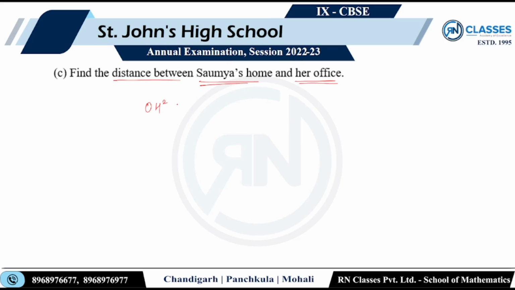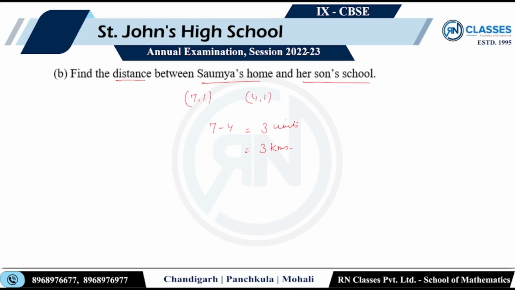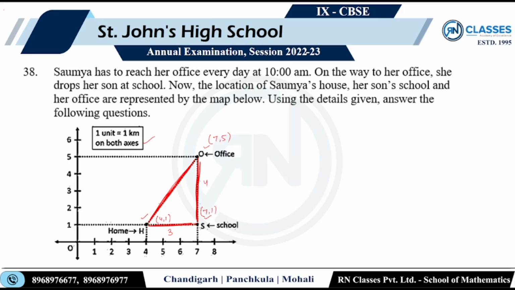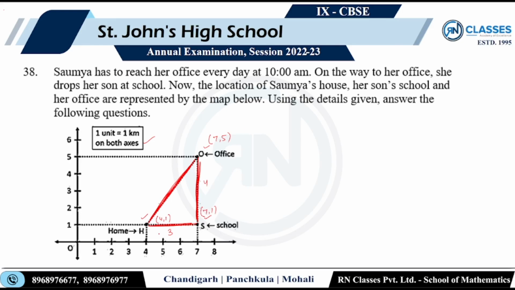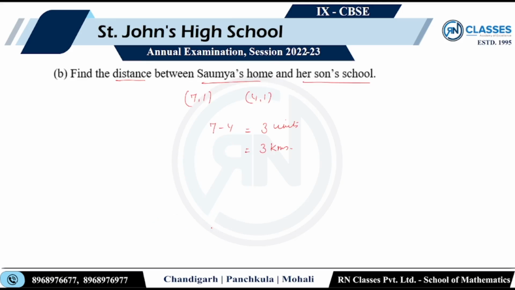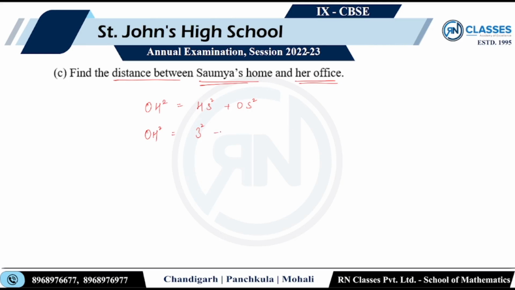So OH square is equal to किसके बराबर है? HS and OS. HS square plus OS square. So OH square is equal to, अब HS कितना दिया हुआ है? HS is 3 and OS is 4. 3 square plus 4 square. This is given to be 9 plus 16, which is equal to 25. This is nothing but OH square. So OH is equal to 5 kilometers.